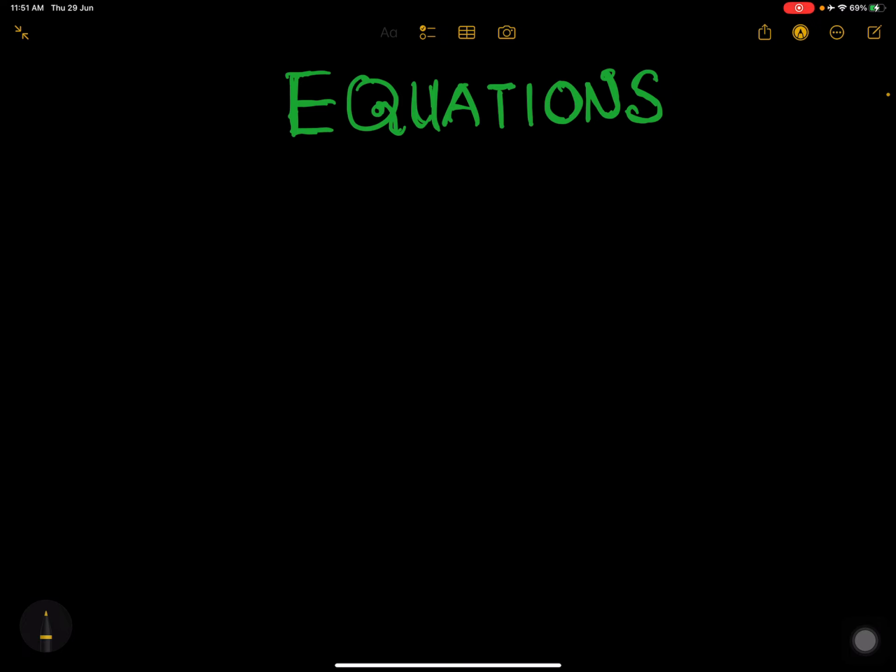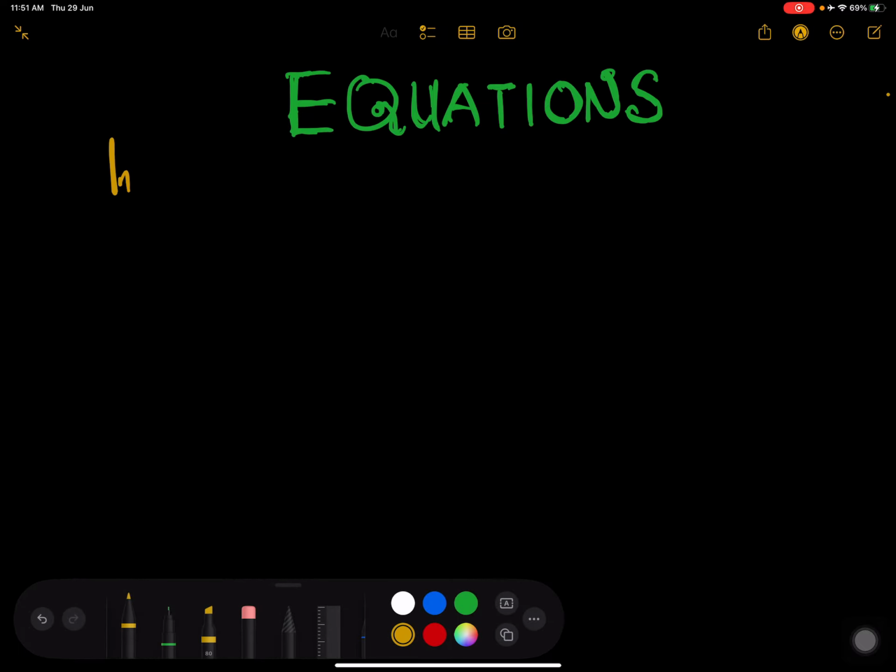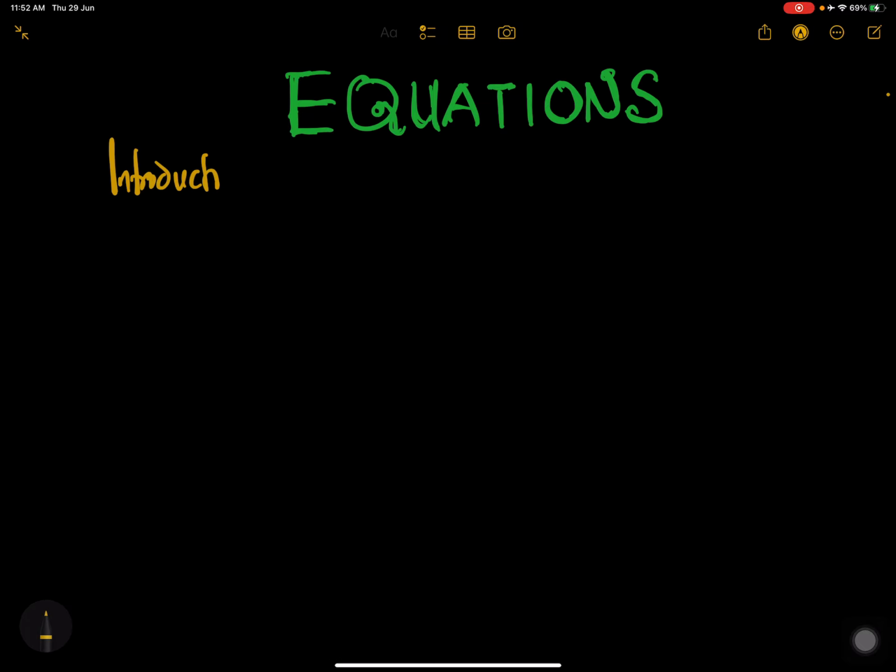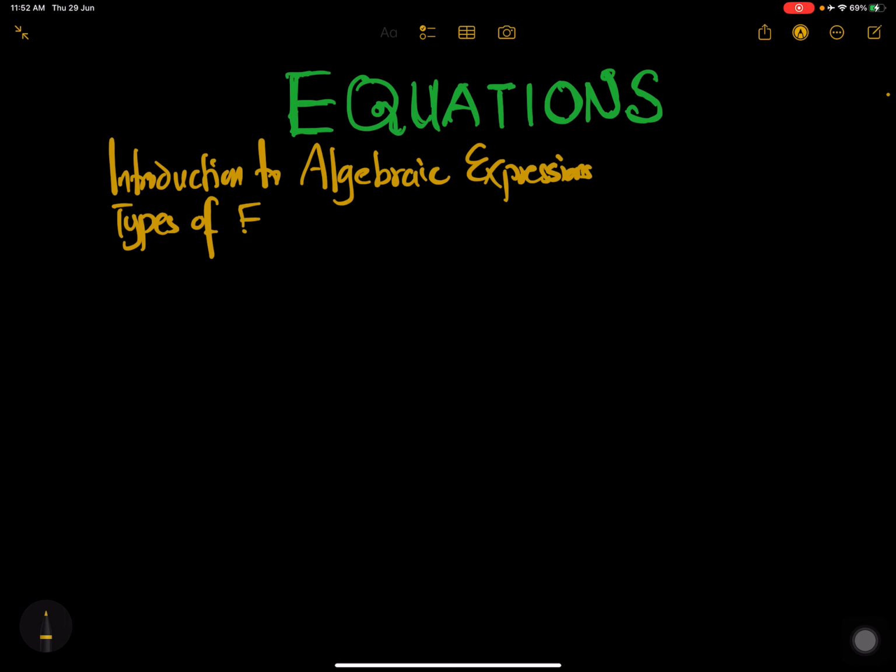In this video, we are going to look at equations, and we're going to start off by looking at the introduction to algebraic expressions. We want to get that one out of the way. Then from there we'll zoom straight into types of equations. There are different types of equations. We're going to start off with the linear type of equation, and then we'll introduce that.